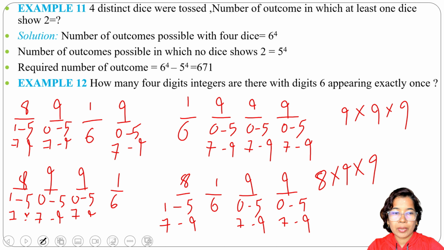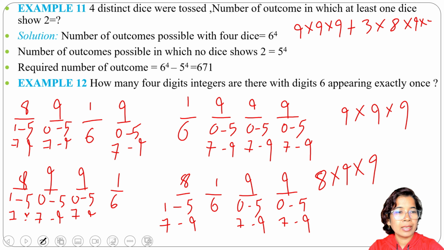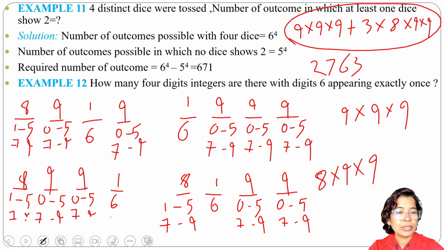So the total number of ways 6 can appear exactly once equals 9 multiplied by 9 multiplied by 9 plus 3 times 8 multiplied by 9 multiplied by 9. So this result is 2763. So in total, 2763 4-digit integers are possible, having 6 appear exactly once.